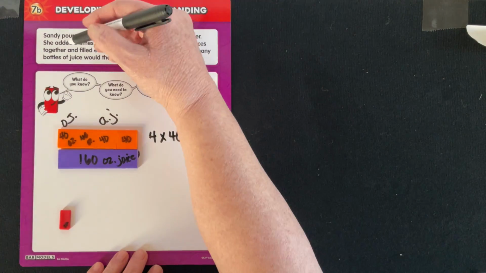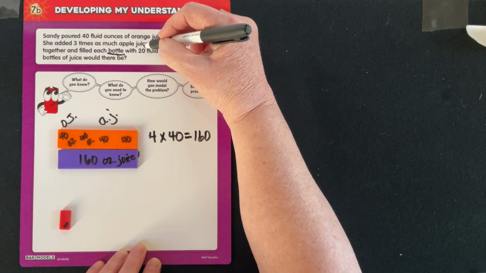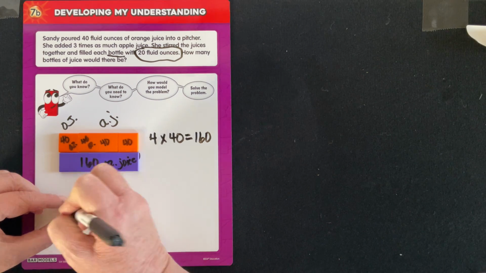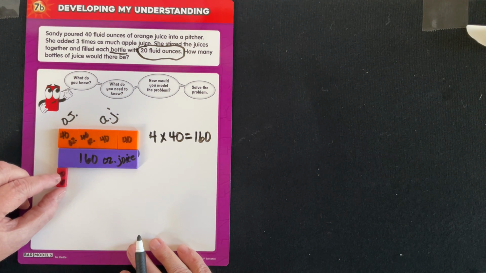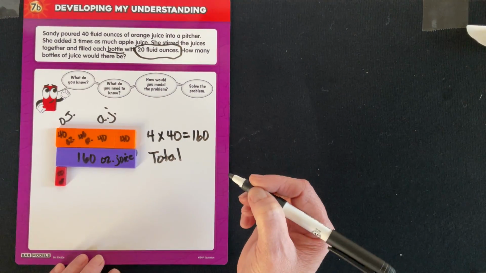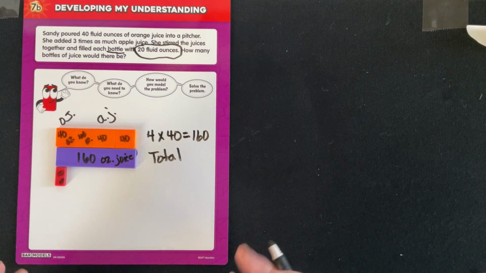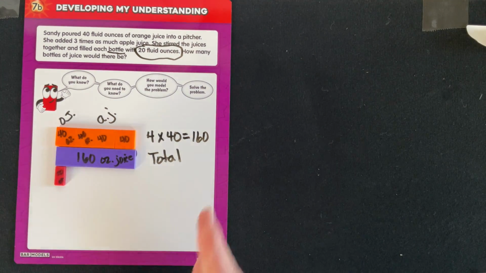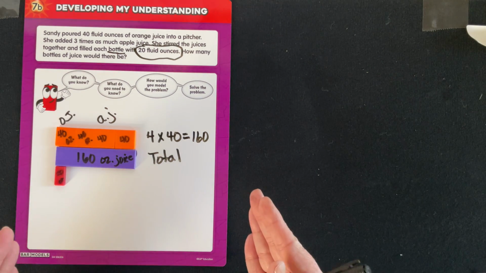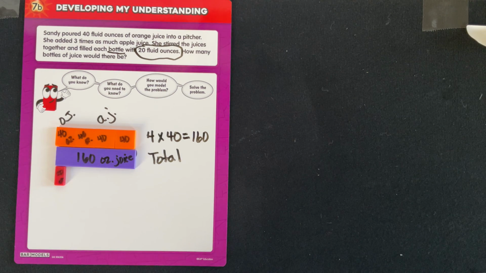Then if you continue reading, she filled each bottle with 20 fluid ounces. So now we know that this is 20 fluid ounces. So the question is, you have a total. So if you start with a total, and we're going to separate this into some amounts. Those amounts may be equal amounts, they may not be equal amounts. But when you start with a total, that means we are separating. That also means, ask the kids at this point, then we know we're separating.